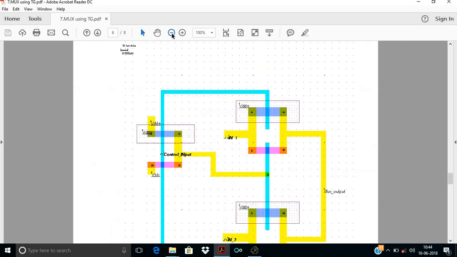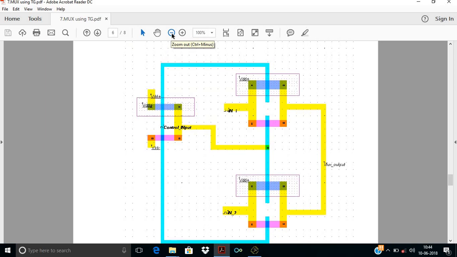Okay, this is the sample layout. First of all, we will see how to draw this. First of all, draw the N well. In that N well, draw the P plus diffusion material. Then after that, draw the N plus diffusion material. Then parallelly connect the source and drain. This is the source and this is the drain. Source is provided the input 1, and from drain you have to take the output.